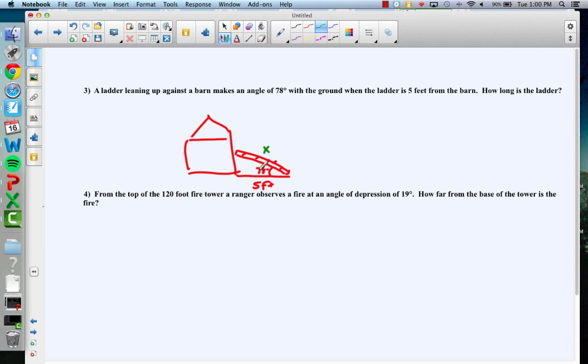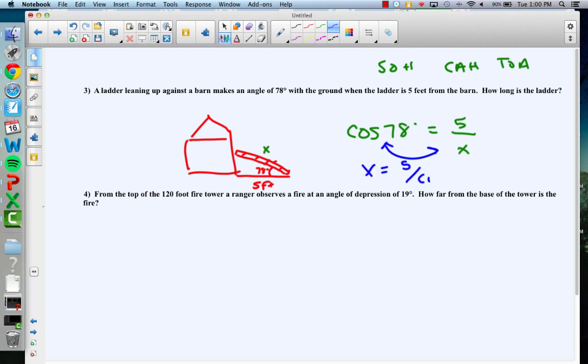So looking from this angle, we know we have an adjacent, and we know we have a hypotenuse. So if you think of SOHCAHTOA, adjacent over hypotenuse, that's cosine. So we have the cosine of our angle, which was 78 degrees, equals our adjacent over our hypotenuse. Remember the trick? If x is on the bottom, we can just switch these two things. So we get x equals 5 divided by the cosine of 78. Please make sure you use parentheses, because otherwise it will get really confused in your calculator, but you should get that the ladder is going to be 24 feet, roughly.